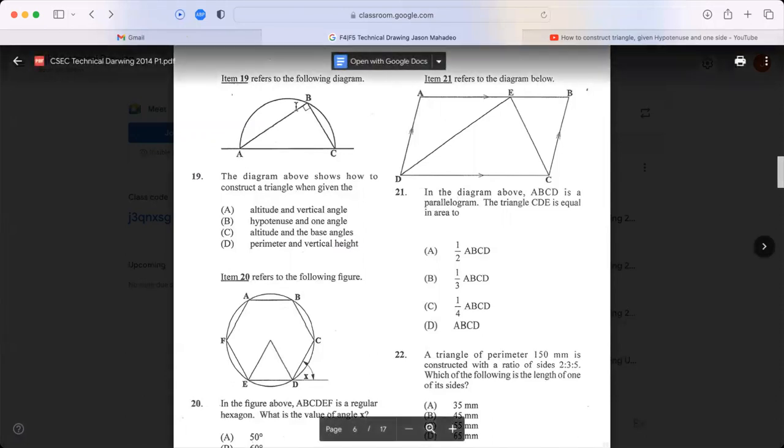is the line that is opposite to the 90-degree angle. The key here is that sometimes you have to look for hints in these answers. The key here is to see that this is a right-angled triangle. And you can see that they draw a circle with an arc, with AC being the diameter of the arc.